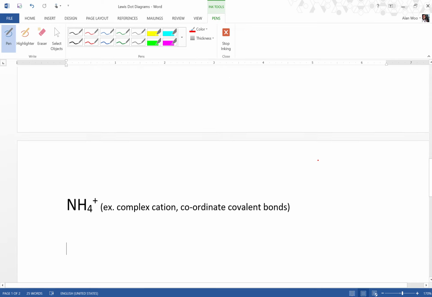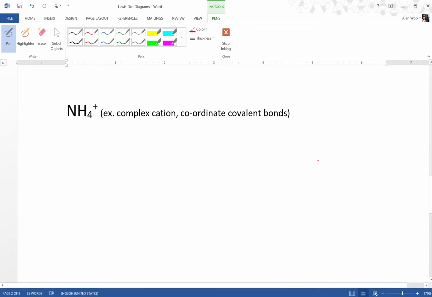Now, I'm going to show you another complex ion here. And there are 2 things about it. First of all, it's a cation. So whenever you see a positive charge, it means that you've lost electrons. In this case, it's lost 1 electron. So because it's an ion, eventually we'll need brackets. But this is something new, a coordinate covalent bond.